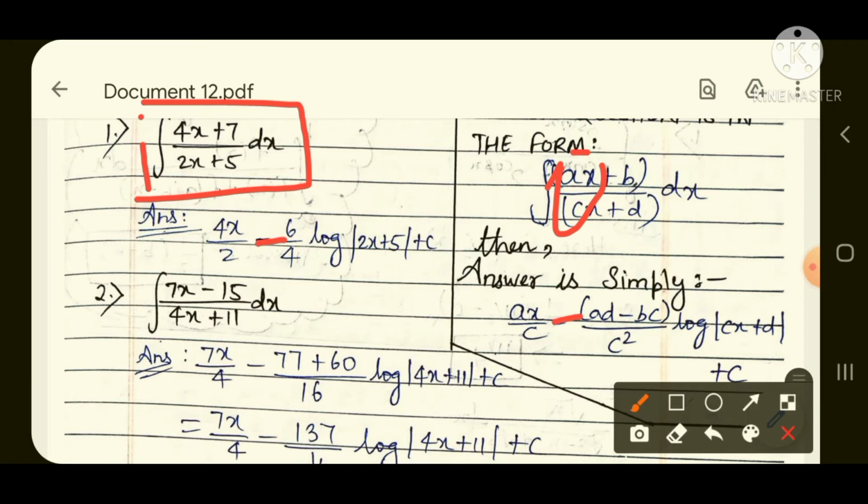Then by the cross multiplication method, we will find ad minus bc. So here ad is 5 times 4, 20, minus 7 times 2, 14. So 20 minus 14 will become 6, by c square. What is c here? 2. What is the square of 2? It will become 4. Then log mod of cx plus d. What is cx plus d? 2x plus 5. So it will become log of 2x plus 5, plus c. And this is our required answer.